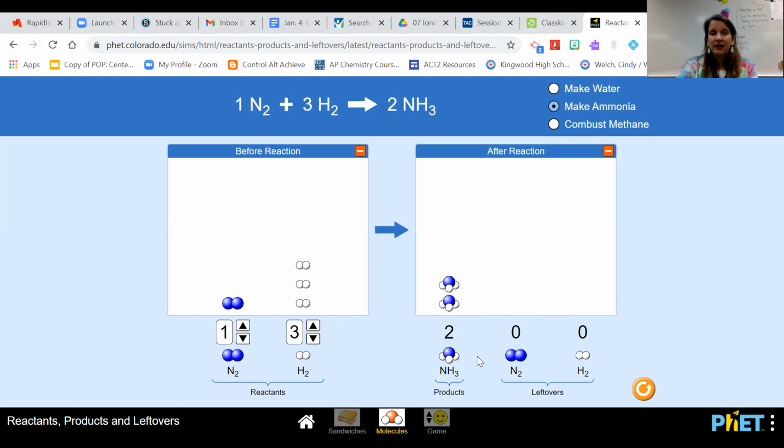So that's what limiting and excess reactants are conceptually. Pay attention to the next video to see how mathematically we can determine which one's the limiting and which one's the excess.